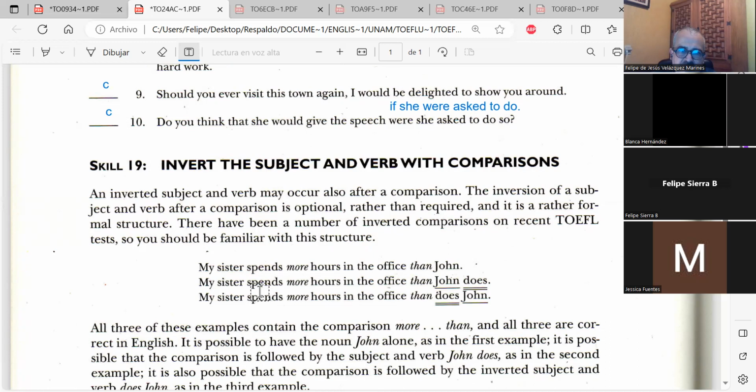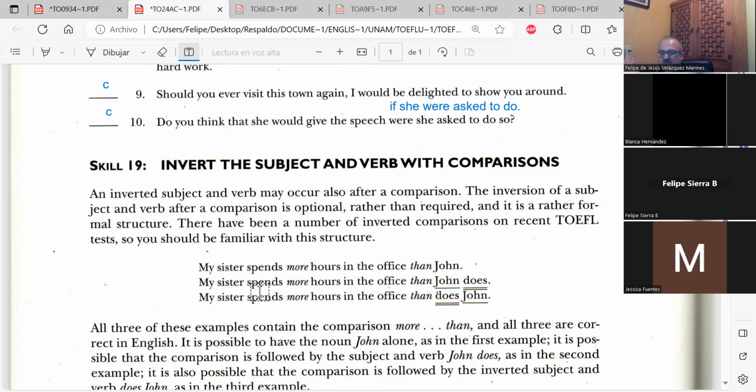Okay, this thing looks obvious, no? But when you have to identify mistakes in sentences like the price of the tickets to go from Mexico to Guadalajara were more expensive than were those, especially when we use those, that, and the one, yes, it's really confusing for a student. Yes, okay. Then were those going to Merida, no? Okay, my sister spends more hours in the office than John.